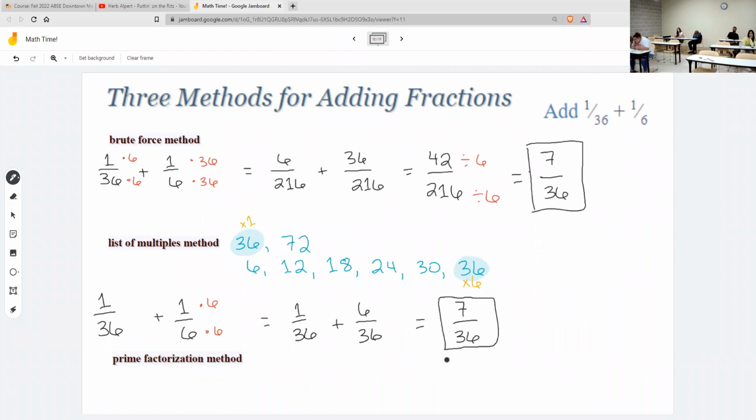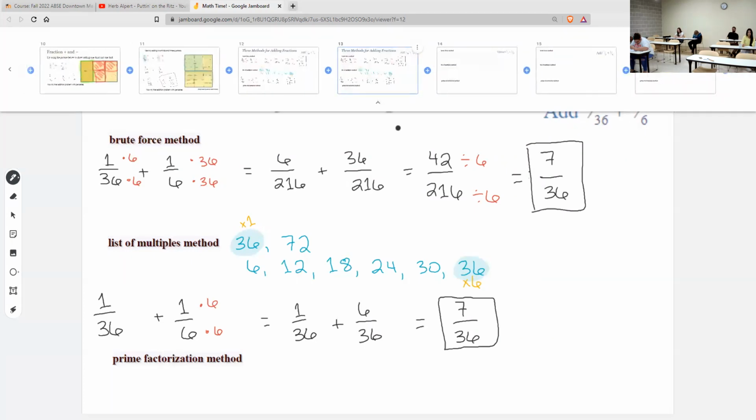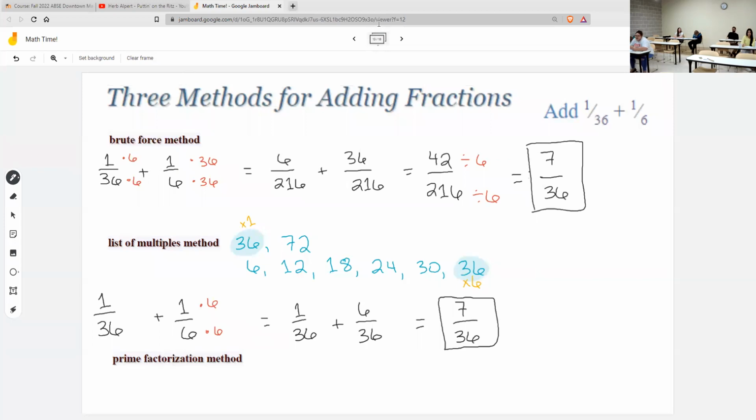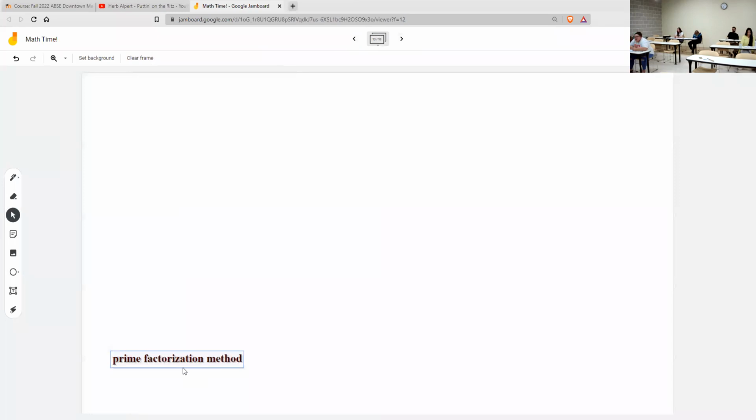Okay, ready for the last method? Yes, okay, the prime factorization method needs a little more space. So I'm going to make more space. Okay. So I will clear the frame and just copy into that. I can do it compactly, but I don't want to the first time you see this. So we are still adding 1/36 plus 1/6, same problem.